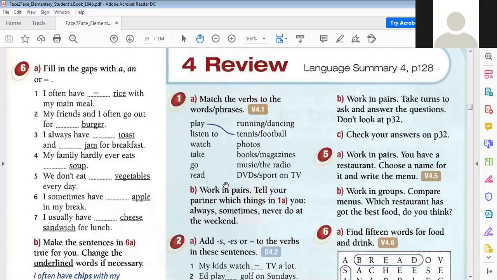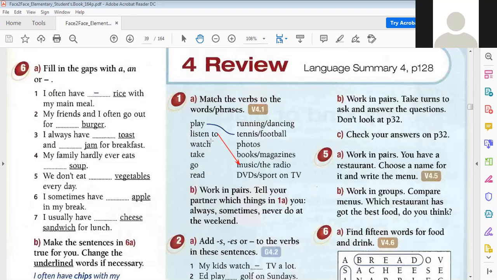All right, so first exercise, number 1. Let's match the verbs to the words or phrases. So on the left side, we have the verbs: play, listen to, watch, take, go, read. These are our verbs. And here we have some nouns or phrases, words or phrases. Okay, so let's start. So the first one, play tennis or football, and we say listen to music, the radio. So we can say listen to music and listen to the radio.